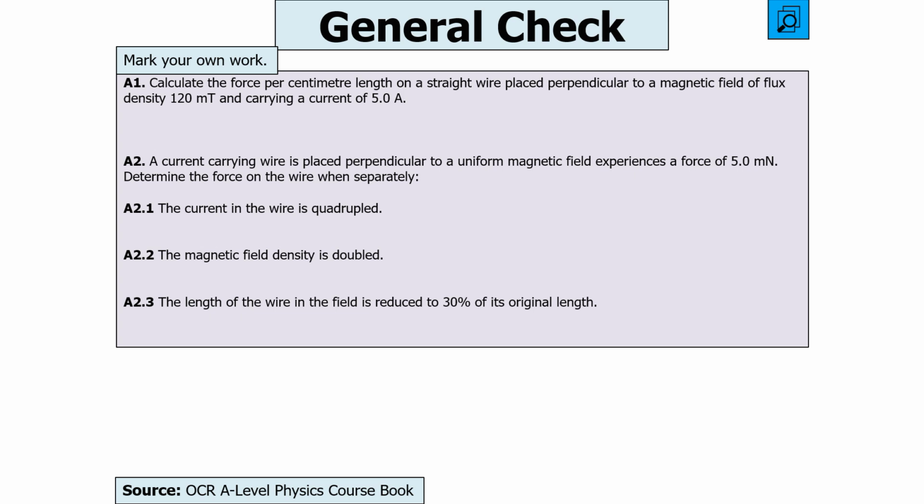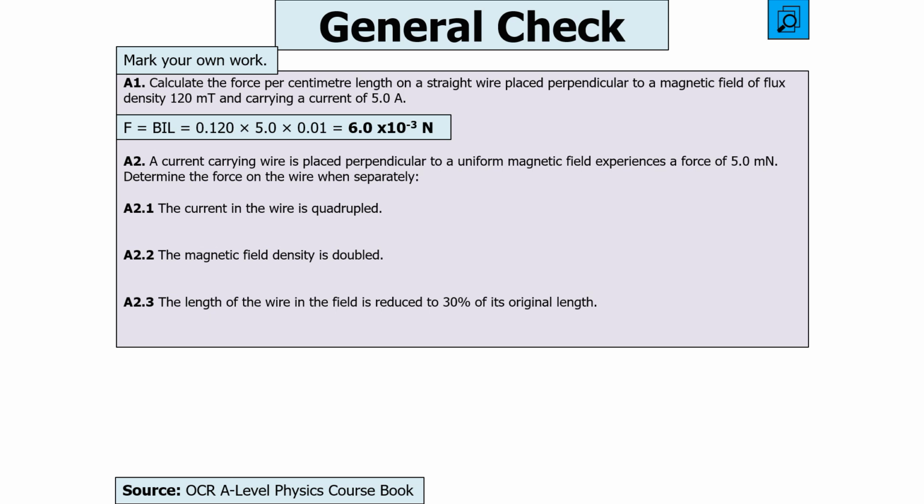Right, in this first question, we're using our equation F equals BIL, but because we're working out the force per centimetre, we've then got to set that length L to be a centimetre, which is 0.01 metres. So you pop in all the values, milliteslas turns into teslas, times 10 to the minus 3, so you work it out to be 6.0 times 10 to the minus 3 newtons.